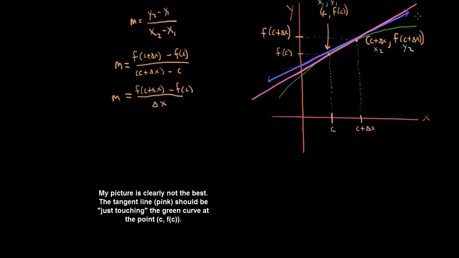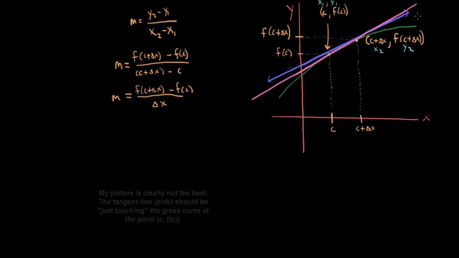So you see there that the purple line is not exactly like the pink line because c plus delta x is over to the right. But as c plus delta x gets closer and closer to c, then that purple secant line will look more and more like the pink tangent line. And the limit process is what gets us there. So let's take the limit of our expression for slope. Now, our expression for slope is right here. Let's take the limit as delta x approaches 0.